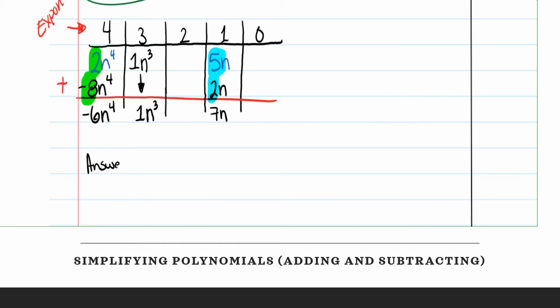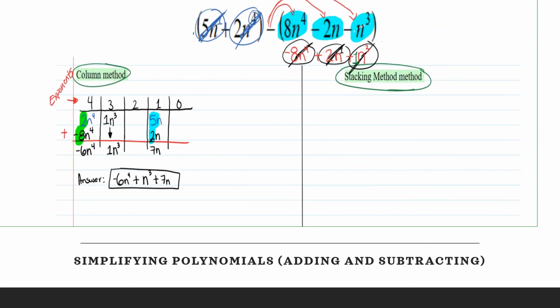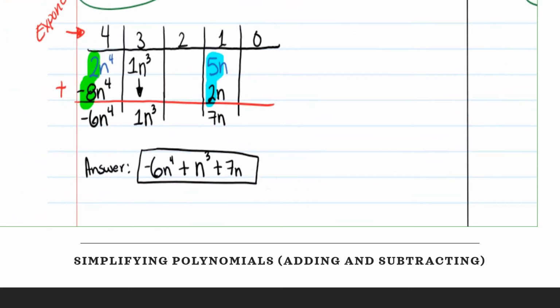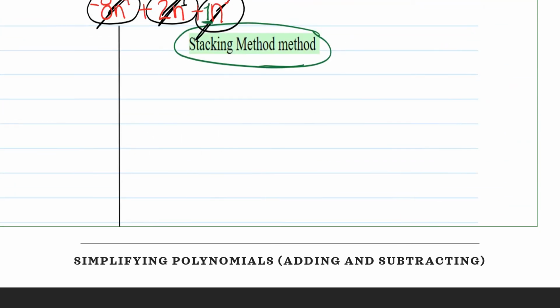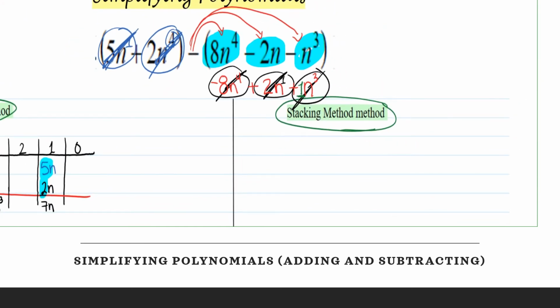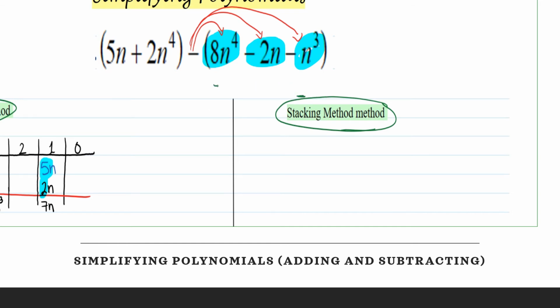The neat thing about the column method is that your answer is already in standard form, because you put the terms in order from the highest to the lowest exponent. So your answer is what you get after you combine each of the columns. Also, if you have a constant in your problem, it goes under the 0 column. For example, if I had 7 or 10, it would go under column 0. Just a reminder, constants are numbers that don't have a variable next to them. So they go last in our answer. That's why they go under column 0.